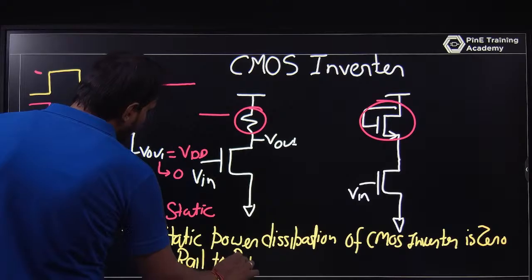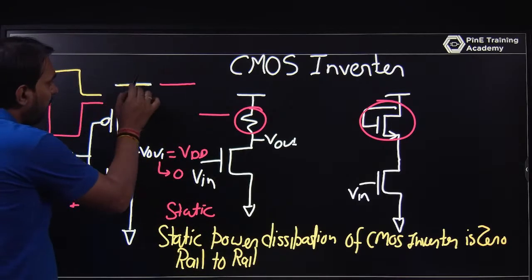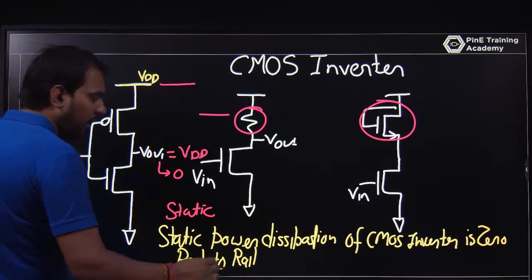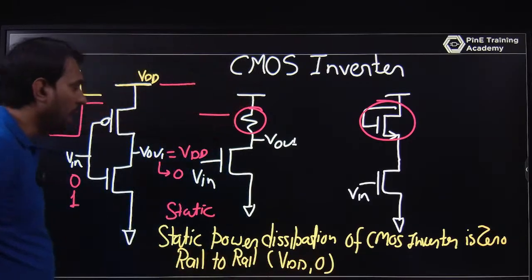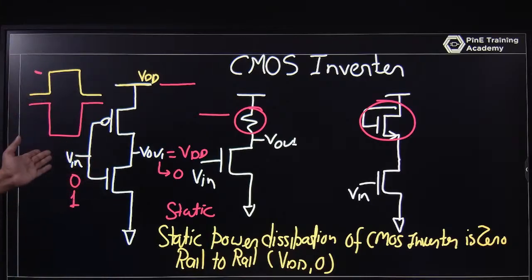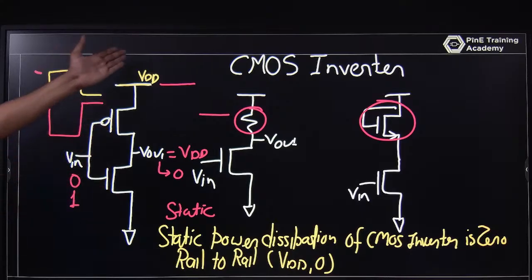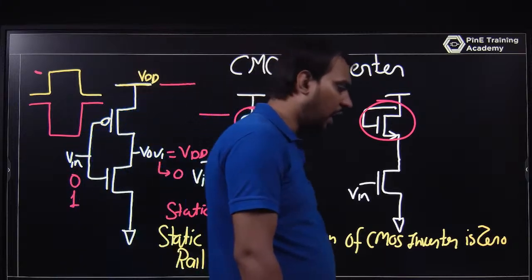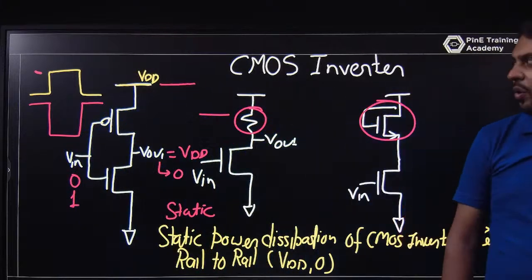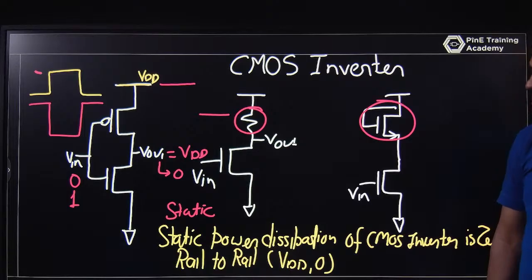Rail to rail means the output reaches from VDD to 0 or 0 to VDD. I am not focusing on the input. The input can be anything in between, not necessarily 0 to VDD or VDD to 0. The output provides the higher voltage to lower voltage, so the output is always from VDD to 0 or 0 to VDD. So the output is rail to rail. This is the way you can understand it.